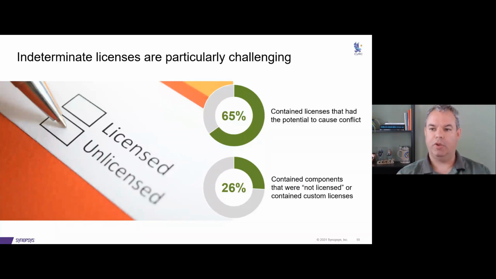And so what we saw last year was that 65% of the code bases had some form of conflict, and 26% of them contained some form of license that effectively was either not licensed or had some customization to it that could be problematic. That presents real problems when you're in an M&A transaction, because do you know the actual code that you're acquiring? And so that can actually impact the valuation of any kind of deal.